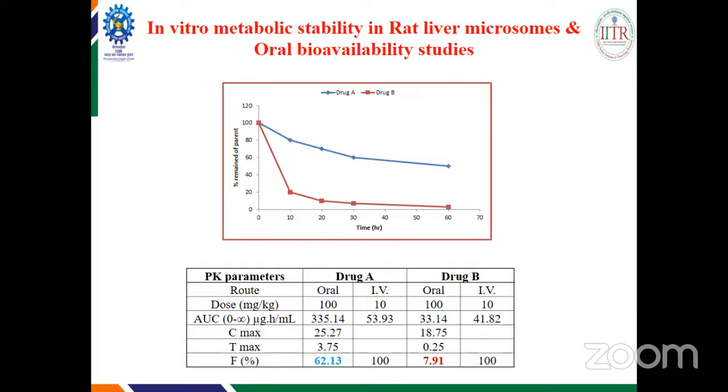You can see the correlation between metabolic stability and in vivo performance of a molecule. In this figure, drug A versus drug B, drug B is getting metabolized very fast. The percentage remaining of the parent compound in the metabolic stability experiment is almost completely gone within 30 minutes, as compared to drug A. When we did the in vivo study of these two molecules, we found that drug A has very good bioavailability, 62%, as compared to drug B, which has only 7.9% bioavailability. This is how you can correlate the data.